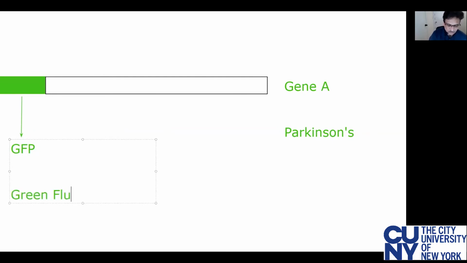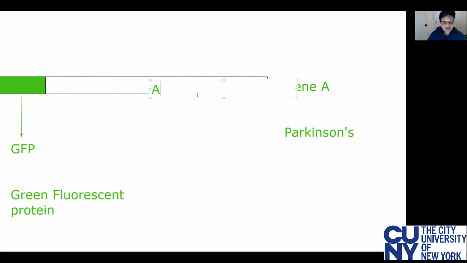So what do scientists do? They tag this gene with a green marker. Now, the word green marker is nothing but another gene that makes a protein, GFP. And GFP stands for green fluorescent protein. Green fluorescent protein.